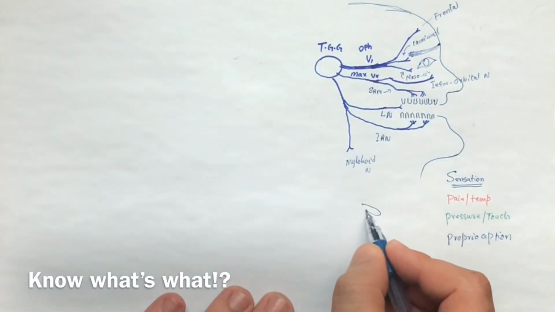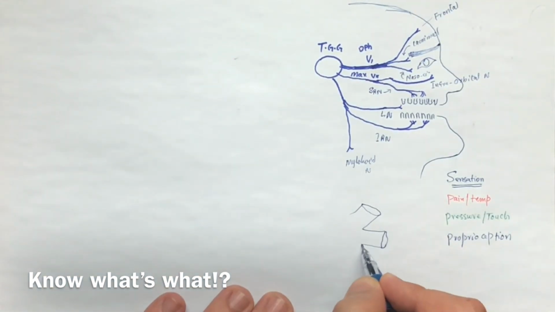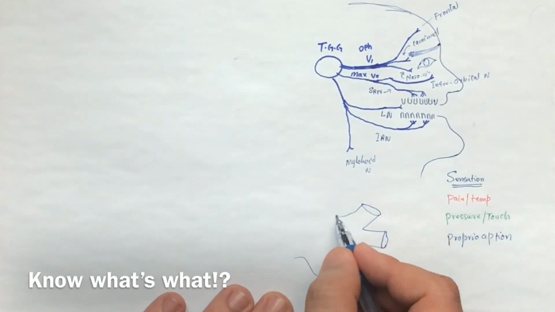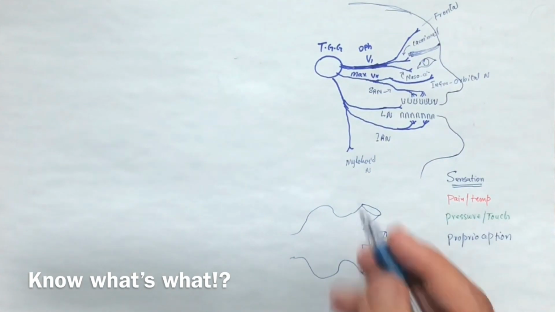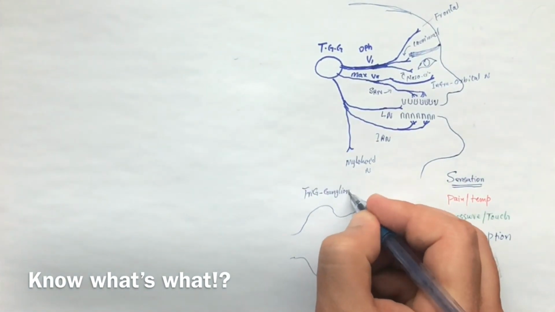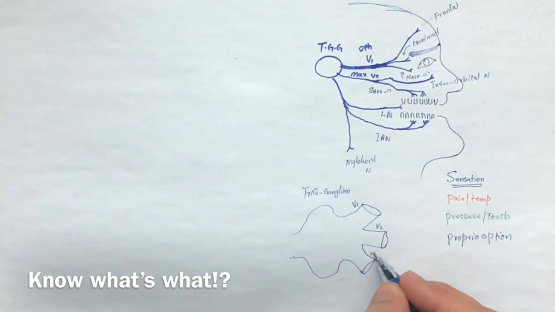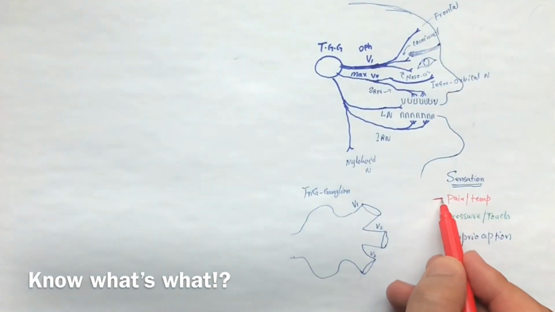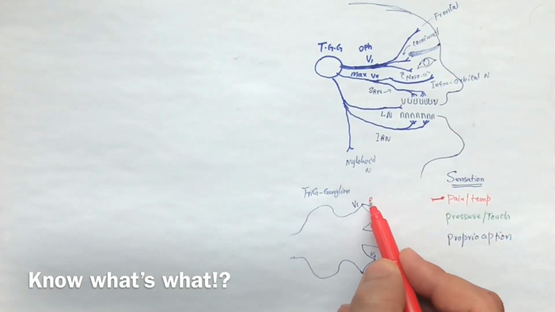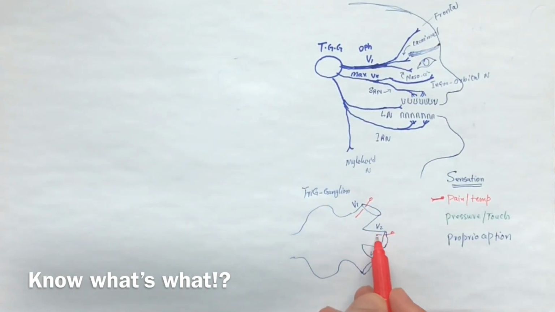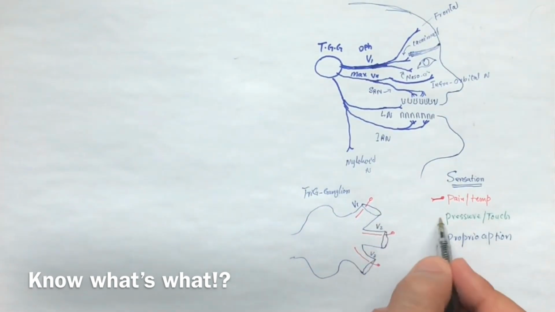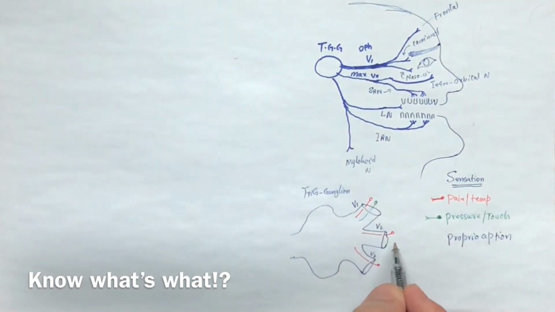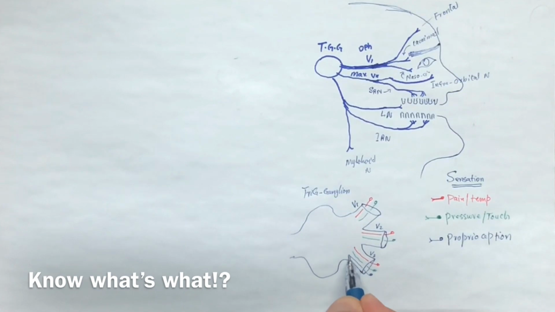If we write here the trigeminal ganglion, this is the ophthalmic branch, the maxillary and mandibular branch, and here is the trigeminal ganglion. So this is the trigeminal ganglion with the V1, V2, and V3, the different branches of the trigeminal nerve. So the red one, the fibers that I'll put here in red, they receive the pain and temperature, and the green will receive the pressure and touch, and the blue proprioception. So these different branches will receive the different fibers coming to the trigeminal ganglion.